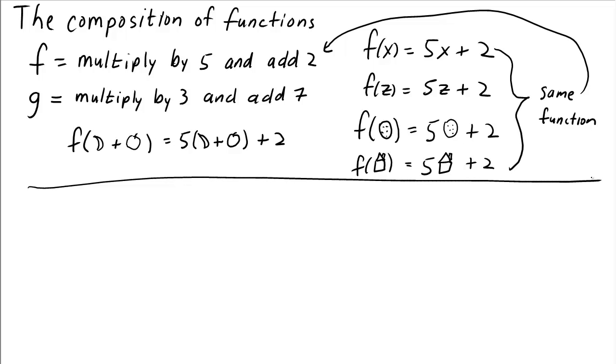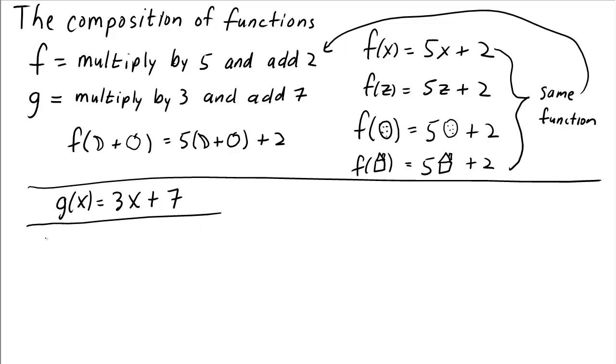We could do the same thing for g, but let me just define it in terms of x. I think you get the idea. So we'll say g of x is 3 times x plus 7. But again, there's nothing special with the symbol x. I hope it's clear that g of potato is 3 times potato plus 7.